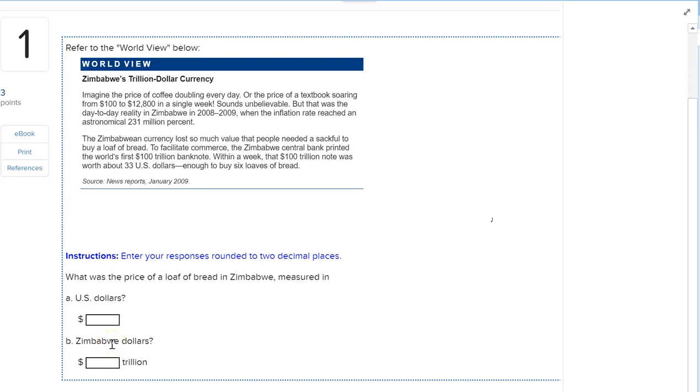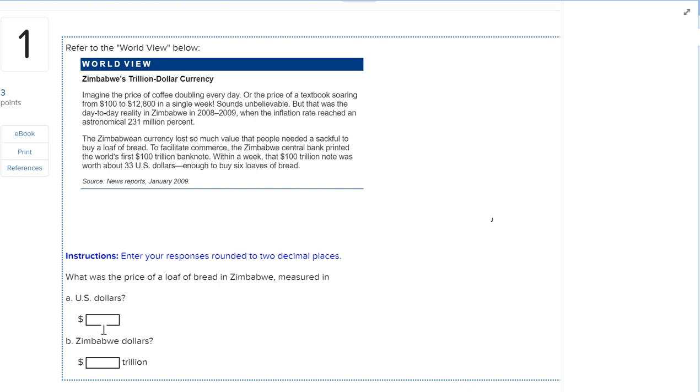Hello macroeconomics students. I wanted to offer a little bit of help with the Chapter 7 homework. This deals with the concept of inflation. As always, I strongly encourage you to read through the material in the text, watch the PowerPoint, and make sure that you're comfortable with the concepts before coming to this application and practice.